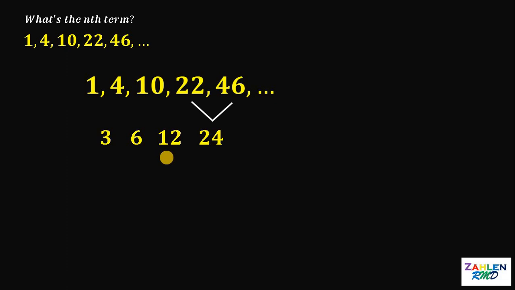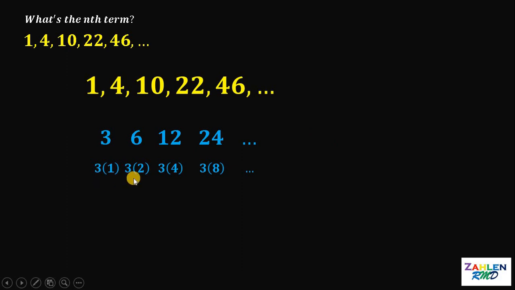Now, if we subtract 6 and 3, 6 minus 3 will give us 3. 12 minus 6 will give us 6. 24 minus 12 is just 12, and so on and so forth. Now from here, let's find a pattern. Take note that 3 can be written as 3 times 1. 6 is just 3 times 2. 12 is 3 times 4. And 24 is just 3 times 8.